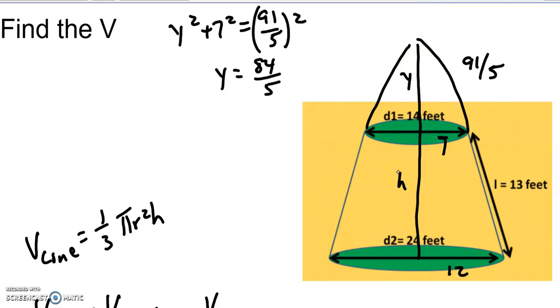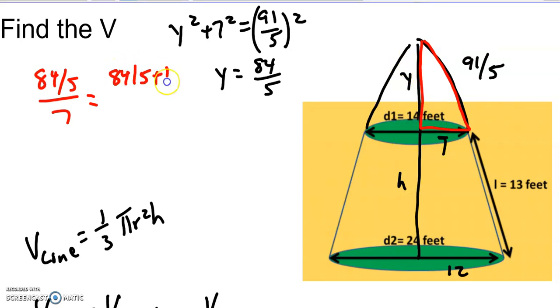Now I need to find h. Well, again, we know this triangle, red triangle, is similar to the larger black triangle there. So we can set up another proportion. So I can do 84 over 5 over 7. So height over the radius equals, again, now this height here, so it's going to be 84 over 5 plus h all over 12.